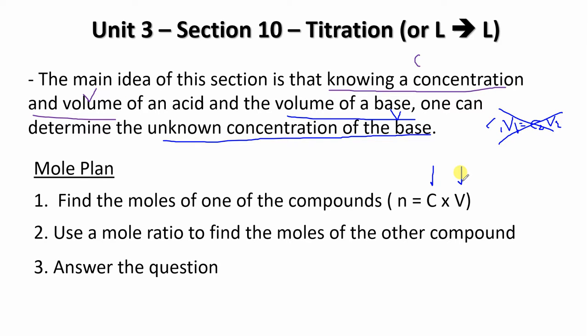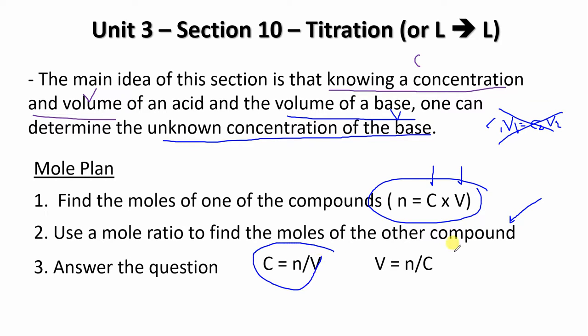So there's sort of two possible questions that could be asked. Firstly, you could be asked to find the concentration of the other compound, or you could be asked to find the volume of the other compound. It all varies on the type of question. So in essence, though, we will be doing the same 3 steps all the time. You'll be finding the moles using that formula. You'll be using a mole ratio in step 2. And then step 3 will be either one of these particular formulas.